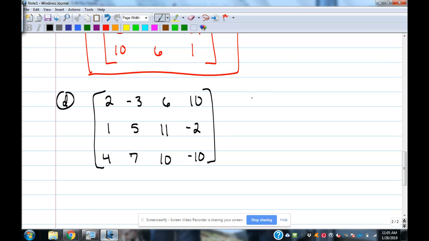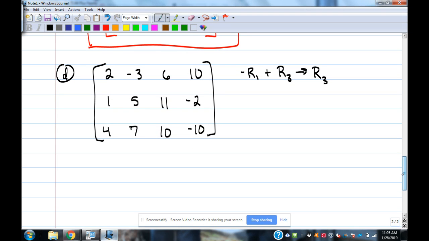And the row operation that we want to do is negative row 1 plus row 3, changing row 3. So when I go to write my answer, which rows are not changing? 1 and 2. 2, negative 3, 6, 10, 1, 5, 11, negative 2. Those rows staying the same.